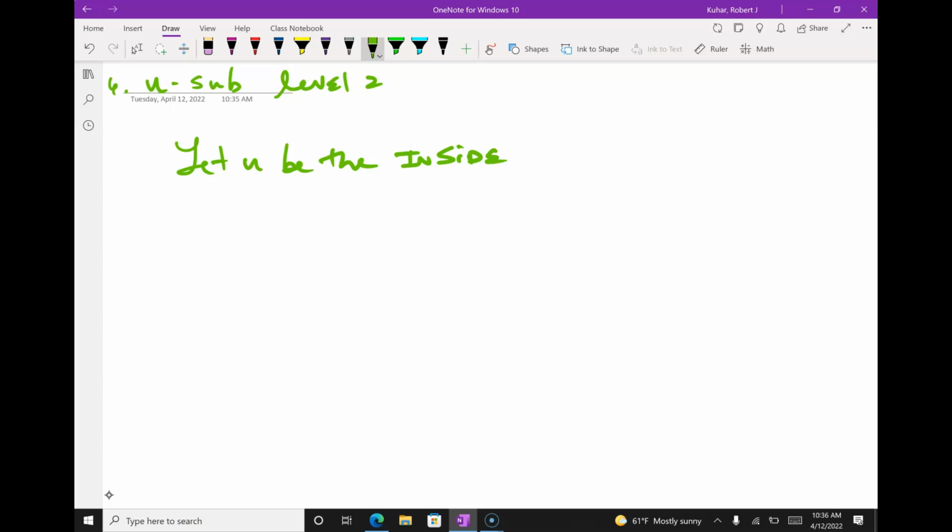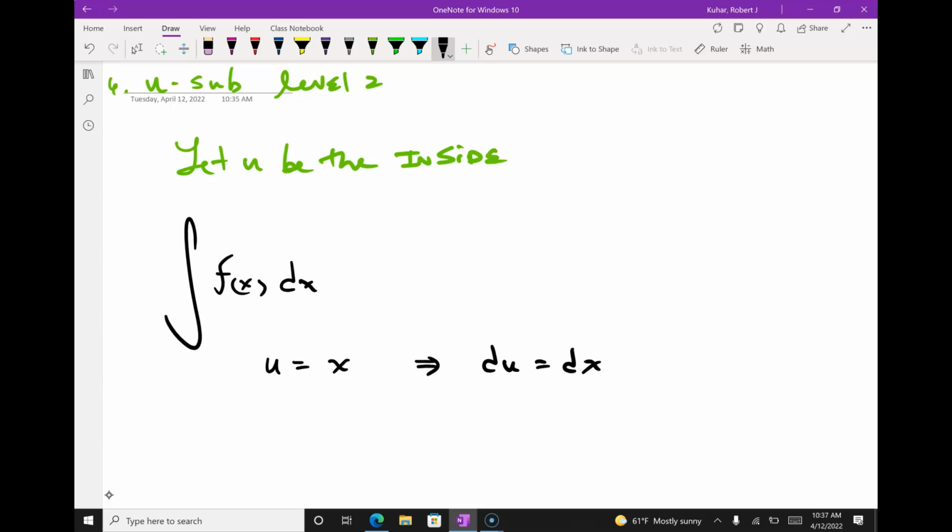What's the last one? I don't remember. Okay. So if I let U be the inside, right? So I'm doing the integral of f of x dx. U is now going to be x, which gives me what? Take the derivative of both sides for me. What do you get? U prime equals 1, or better yet, du equals dx. So now I have the integral of f of u du.